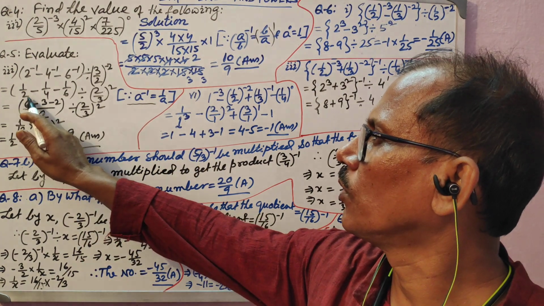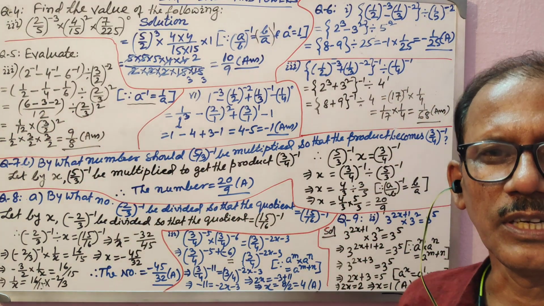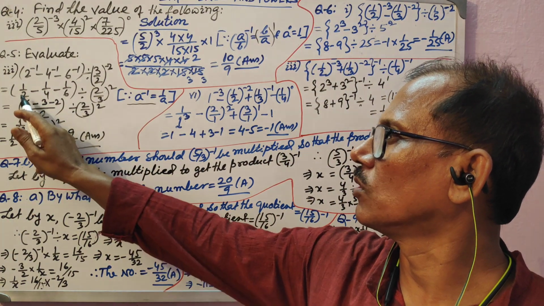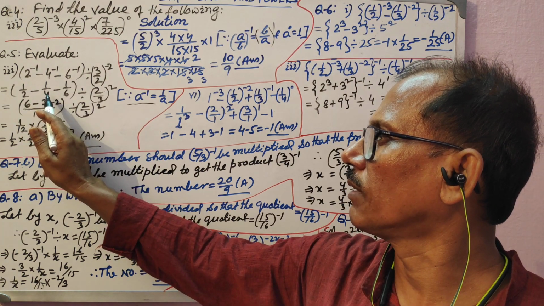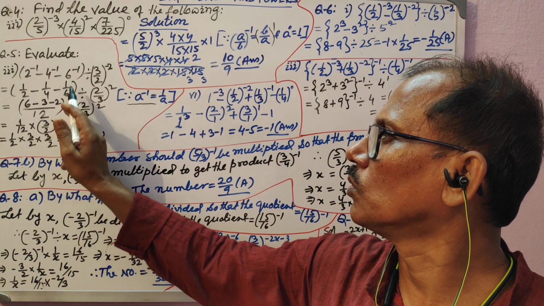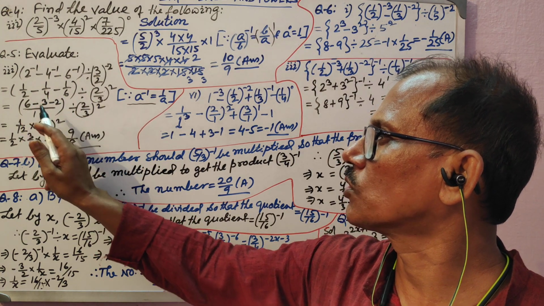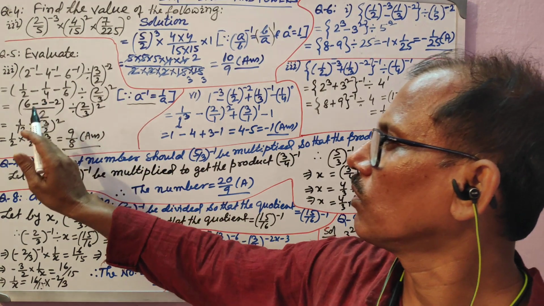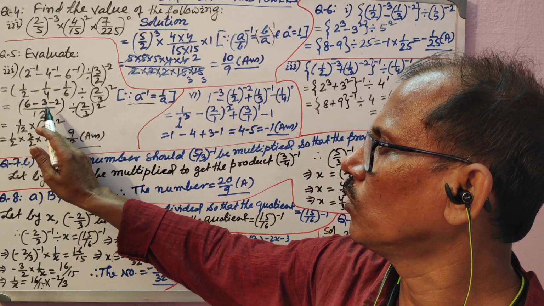So now if you do this fraction simplification, the denominator's LCM will be 12. Then 12 divided by 2 is 6, 6 into 1 is 6, 12 divided by 4 is equal to 3, 3 into 1 is 3, 12 divided by 6 is equal to 2, 2 into 1 is 2. So all the signs will come: 6 minus 3 minus 2 divided by 3 to the power 2. See what will happen. This one, if you solve it, 6 minus 5 is equal to 1.